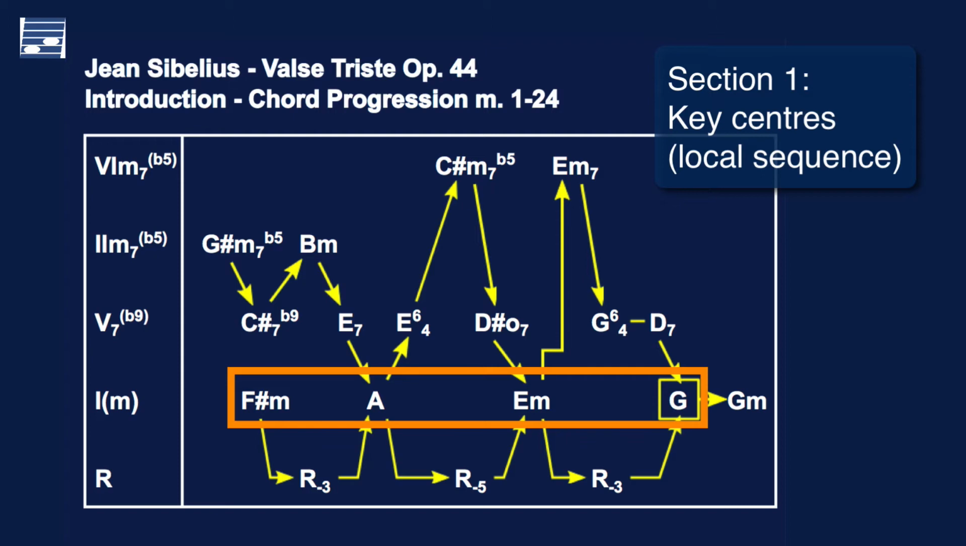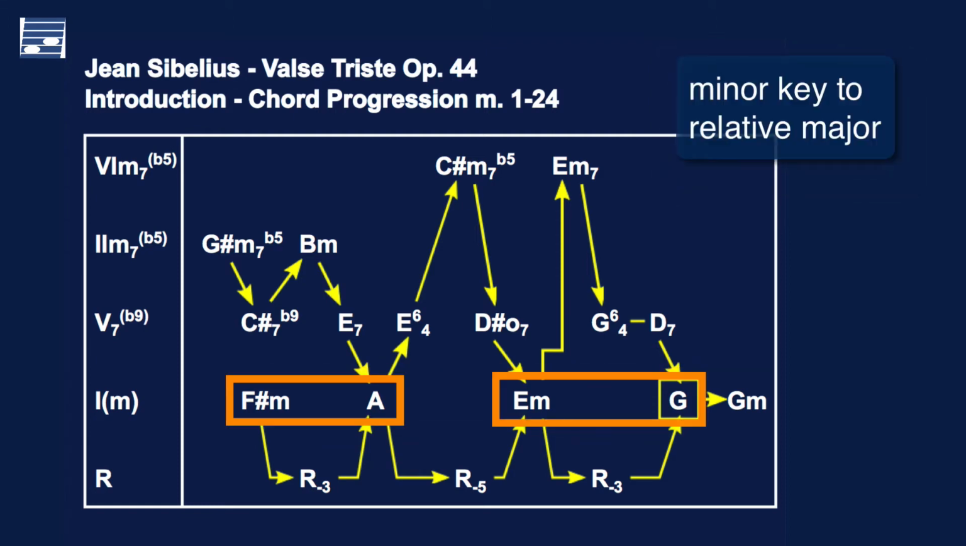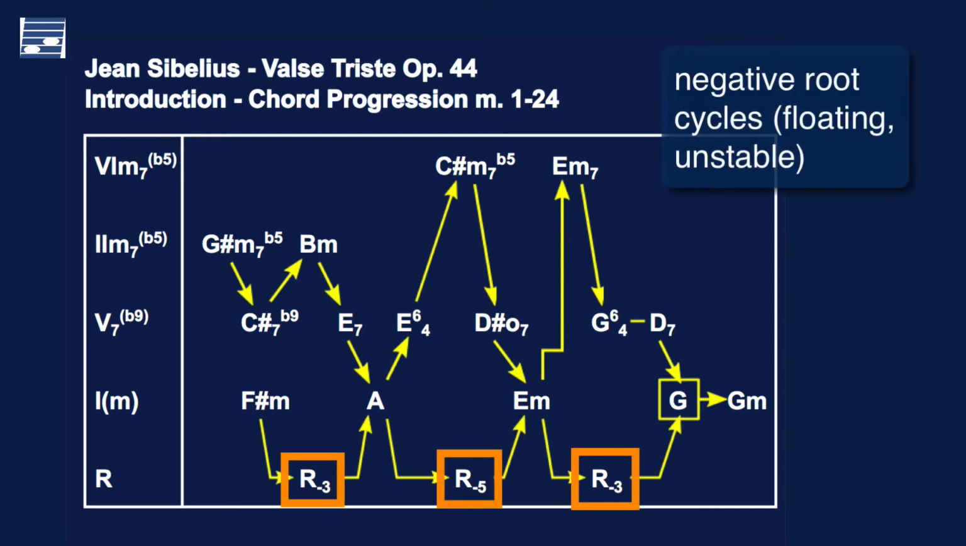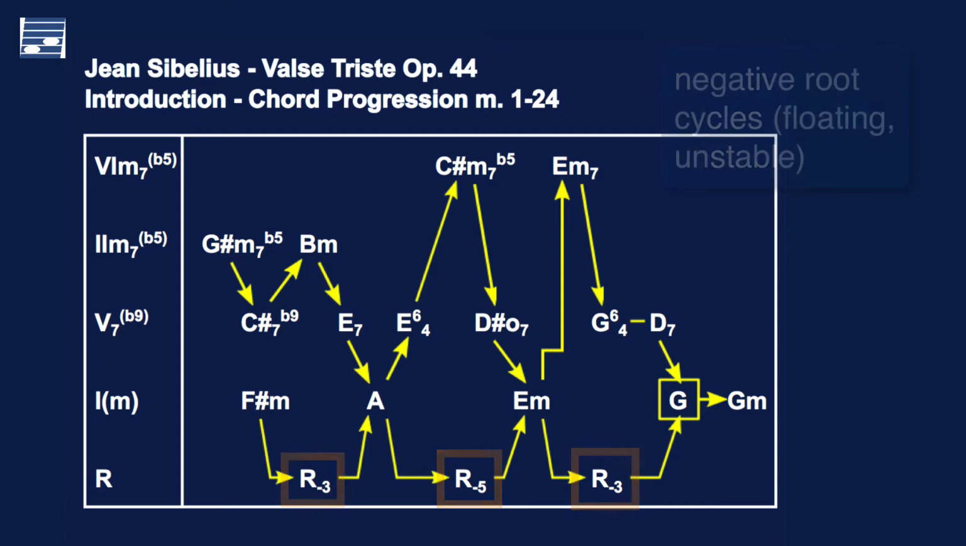The key centers of the first section are the four local tonics: F sharp minor, A major, E minor and G major. These are the two pairs of related minor-major keys. Note the dominance of diatonic and negative root cycles as we move through these 4 keys. We see 2 ascending thirds and 1 ascending fifth.